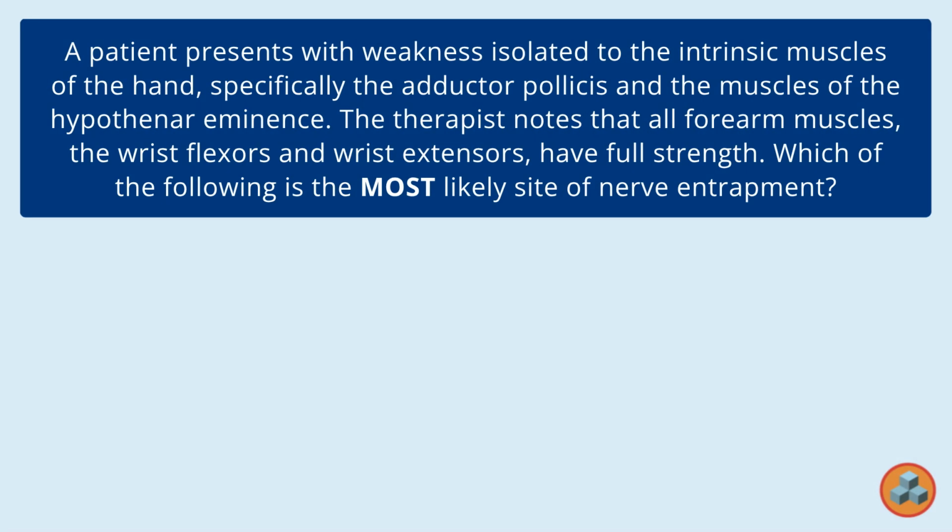A patient presents with weakness isolated to the intrinsic muscles of the hand, specifically the adductor pollicis and the muscles of the hypothenar eminence. The therapist notes that all forearm muscles, the wrist flexors and wrist extensors, have full strength. Which of the following is the most likely site of nerve entrapment?